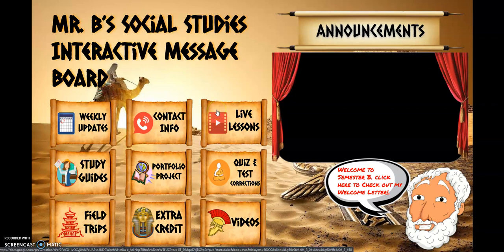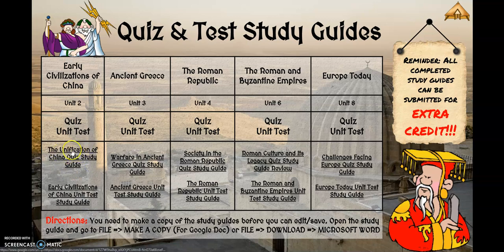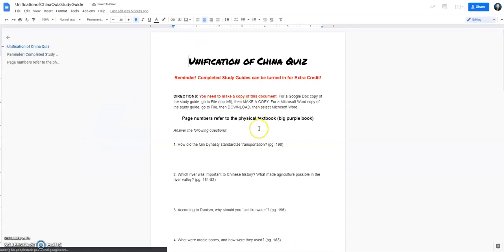So let's get to the study guide. We're going to start at the message board. We're going to click on study guides right here, and we're going to click on the Unification of China Quiz Study Guide right there. This will open up the study guide, but of course this is my copy. You need to make a copy of the guide for yourself.